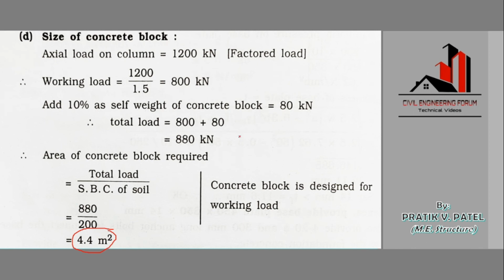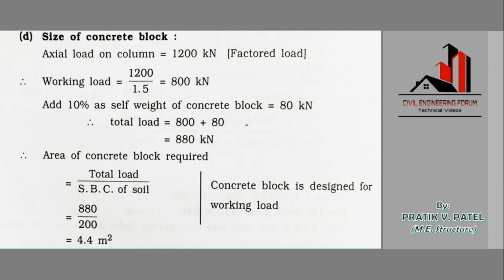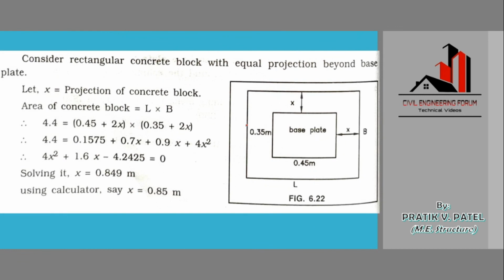But we have just got the area, we haven't decided the thickness. I mean, we don't have the thickness of the concrete block. We just have this area, that is 4.4 meter square, and we don't even know the length and width of the block. So we'll decide length and width first. Now to find out the length and width of the concrete block, consider a rectangular concrete block with equal projections beyond the base of the plate.